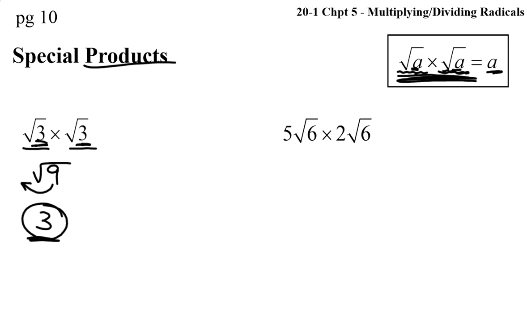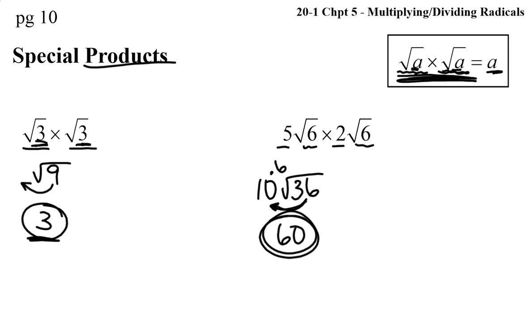It becomes efficient. 5 root 6 times 2 root 6. Here's all the steps that you could show. Multiply coefficients. Multiply radicands. Now we can root out the 36. Root of 36, all of the radicand roots out to just become a 6. We get a value of 60.